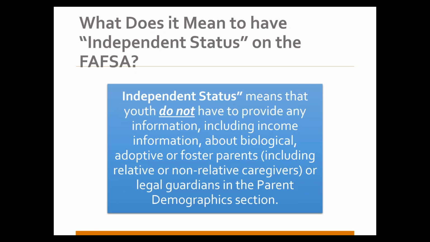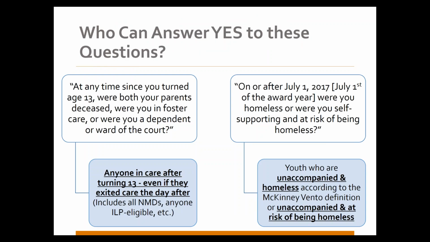So, who can answer yes to these questions? We know that on the left there, the question about foster youth, anyone in care after turning 13 would be the current and former foster youth that can identify as independent. So, if you're on the call here from California and you have a THP Plus FC or a THP Plus program, all of your youth should be answering yes. If you work with youth in ILP, all of your youth should be answering yes.